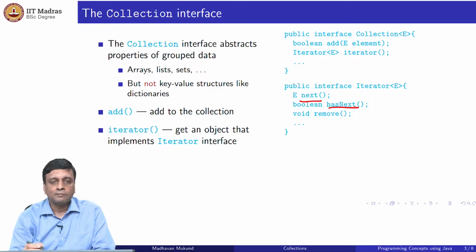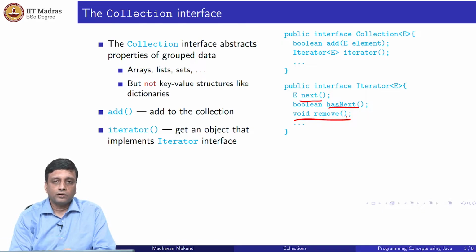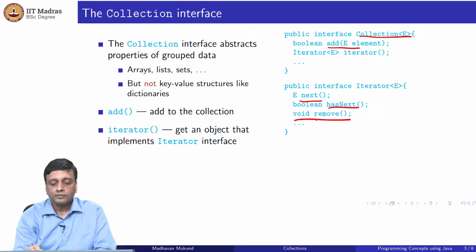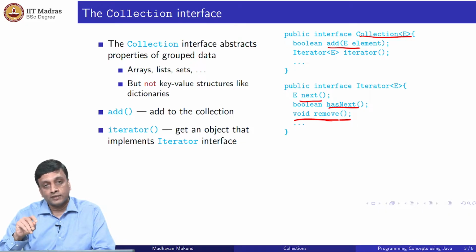In addition, it has something which we did not talk about earlier. We will come back to this later, which is that it has a remove operation. So it also allows us to delete something. It is important to note that this add operation is inside the collection. This remove operation is with respect to an iterator. So I have to first create an iterator, and that iterator can remove. I cannot directly ask the collection to remove something. The iterator can remove. We will come back to this.